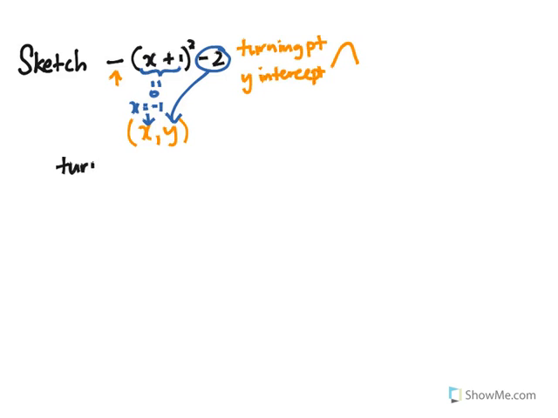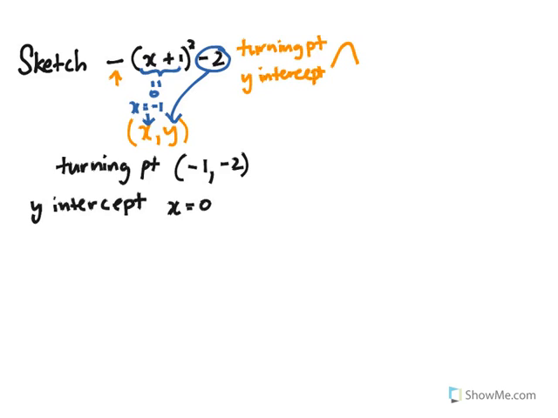So now that you have your turning point, and you have it as (-1, -2), if you realize it's not so different from what we had before in the previous video. What's going to change right now is your y-intercept. So you're going to substitute x equals to 0 into the equation, and you'll be getting y equals to -(0 + 1) squared minus 2.